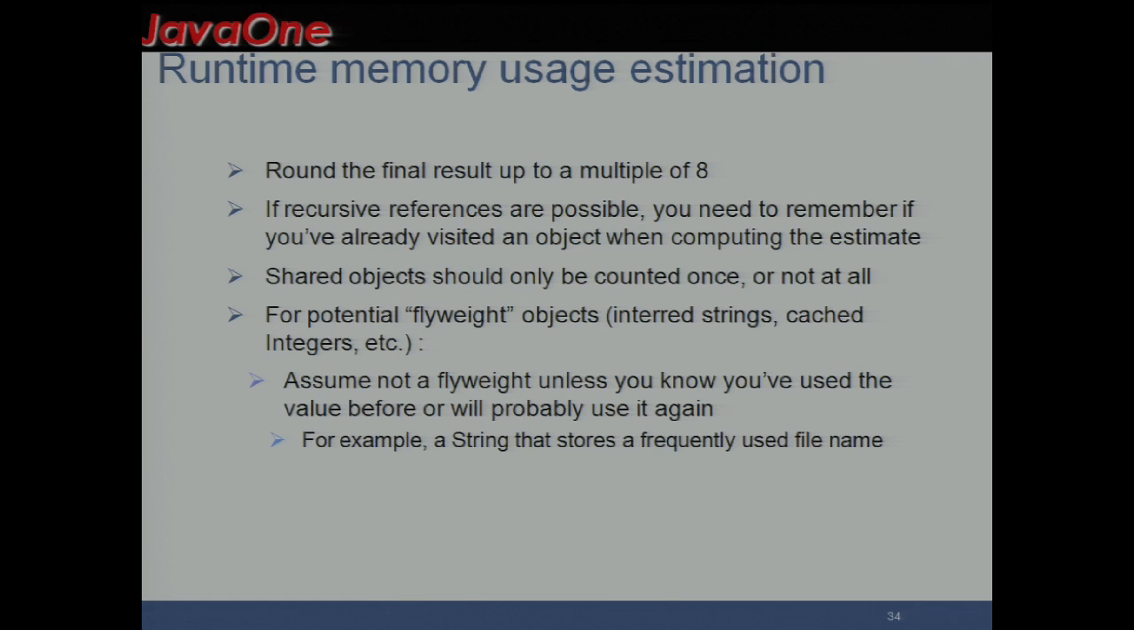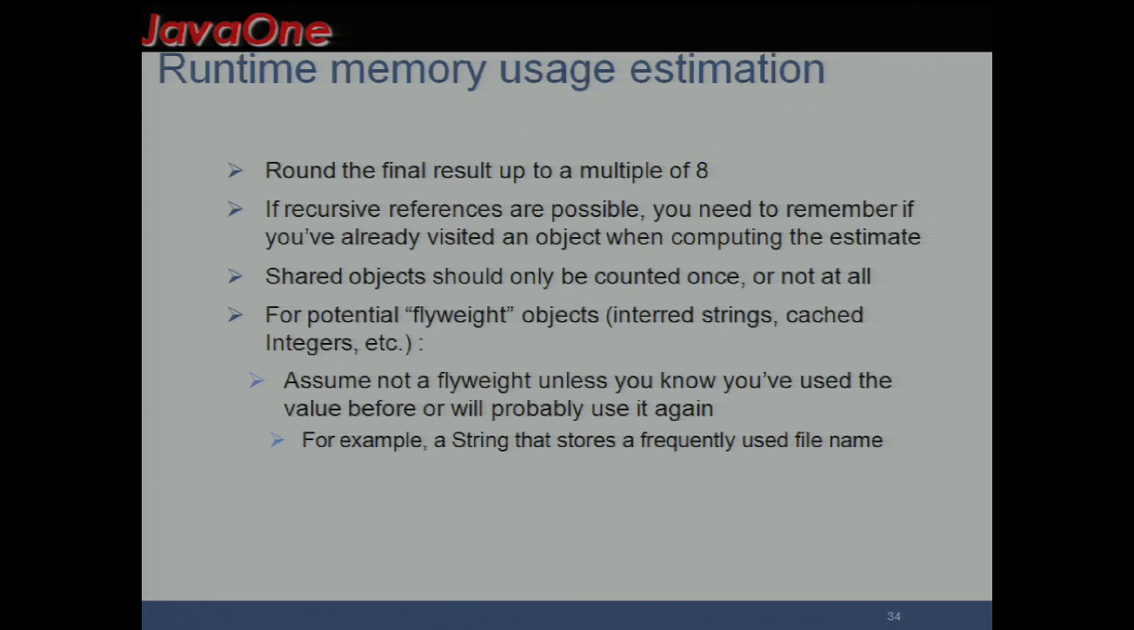Now you want to make sure that if your alignment policy is that things have to be on a multiple boundaries of 8, that you round up the final result. Recursive reference, you have to watch out for recursive references. You've got to remember whether you've already estimated this. If you come back around to the object again in the middle of your estimation, you've got to remember that so you don't get stuck in an infinite loop.